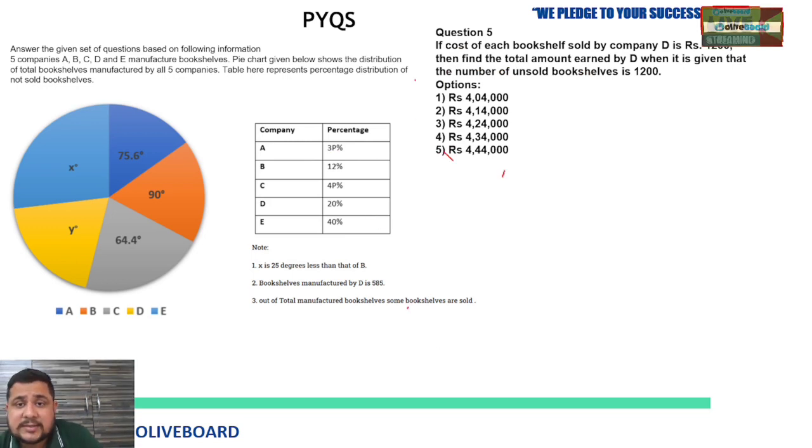Now let's move on to the next question. If the cost of each bookshelf sold by company D is rupees 1200.